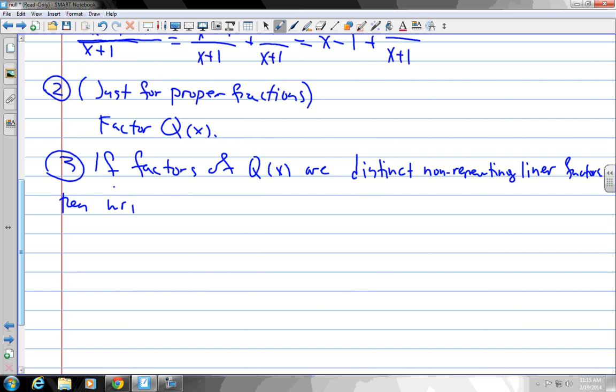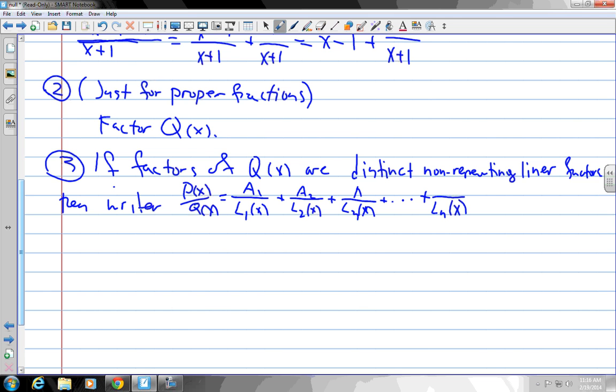Then write p of x over q of x equals, and whatever your factors are, L1 of x plus L2 of x plus L3 of x, all the way to however many linear factors you have. And in the numerators, you have some constants, a1, a2, a3, a sub n. So you're going to have all those linear factors in the denominators and just constants in the numerators.